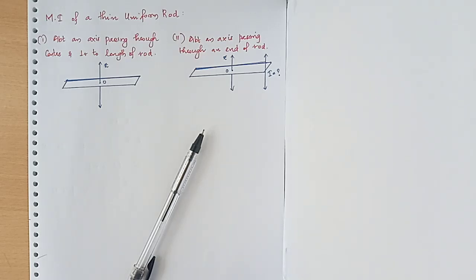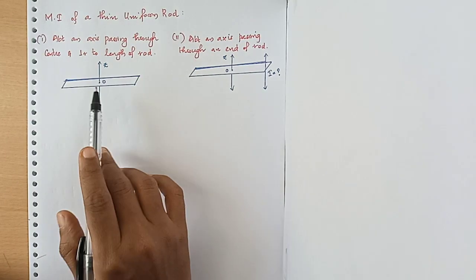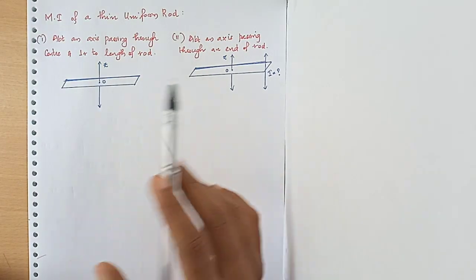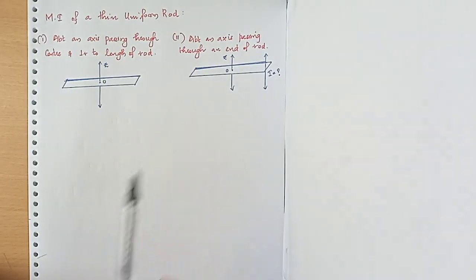Hi guys, in this video we are going to find out the moment of inertia of a thin uniform rod about two axes. One axis passes through the center of the rod and is perpendicular to the rod, which I have marked as Z in the figure, and the second is about an axis which passes through any one of the ends of the rod.